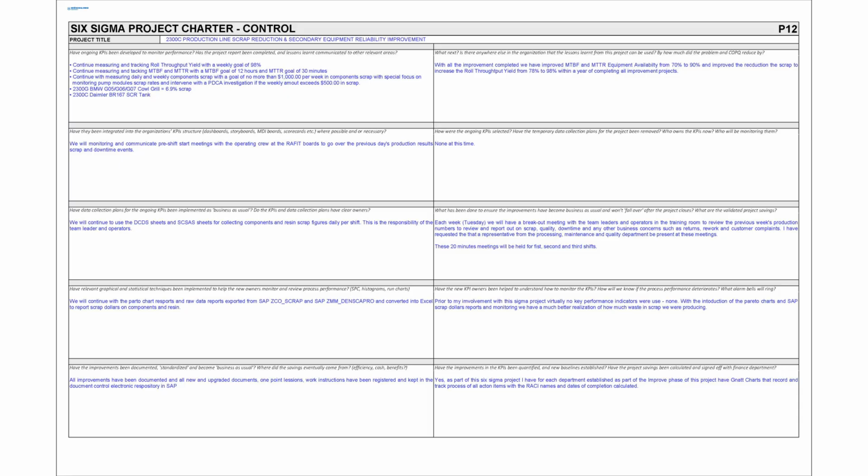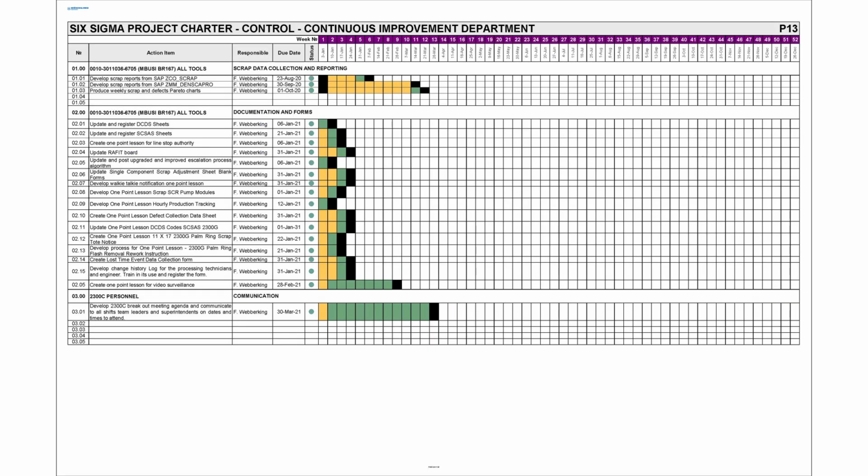This is the control phase of the DMAIC process in my charted project. This is the control phase, corrective actions for the continuous improvement department, yours truly. This is a massive Six Sigma charted project for me, which took well over a year to fully complete. And I'm just scratching the surface on all that had to be done for the sake of presenting this to you in under 15 minutes.